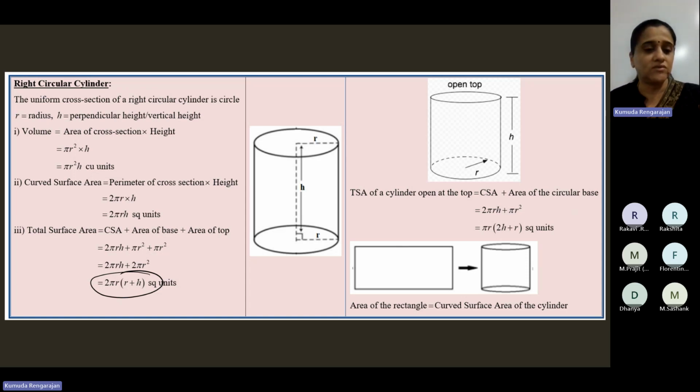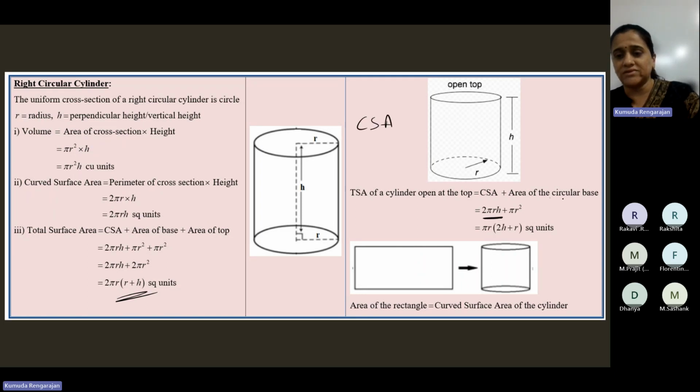So you should not use the TSA formula. This formula has the CSA, area of the base and area of the top, so you will be finding one extra circle area here. You should use this formula instead. Find 2 pi r h separately, that is the CSA. Then find the area of the circular base, pi r square, and add both.